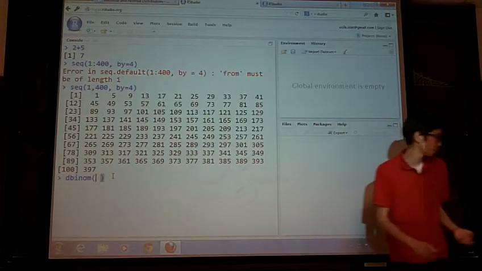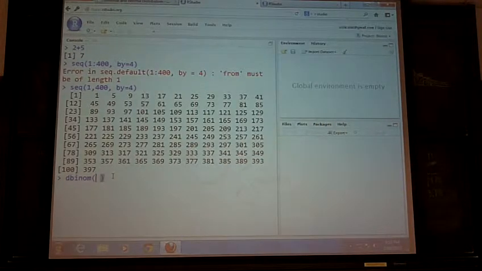So let me just put in a comment, okay? If I put a pound or a hash key or whatever in front of something, R just ignores it, okay? So this is going to be: what is the probability, if I flip a coin 10 times, of getting 7 tails?